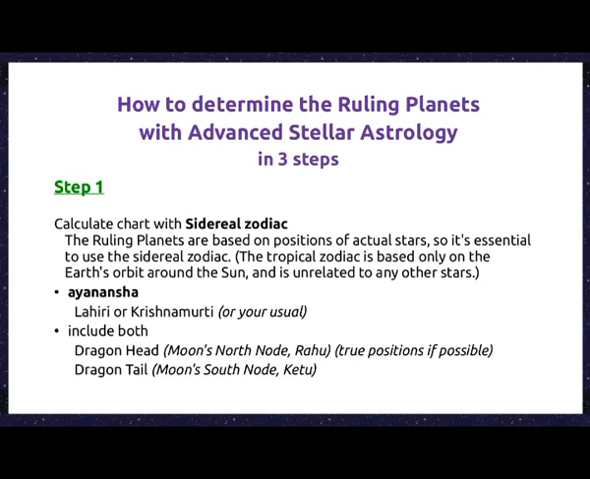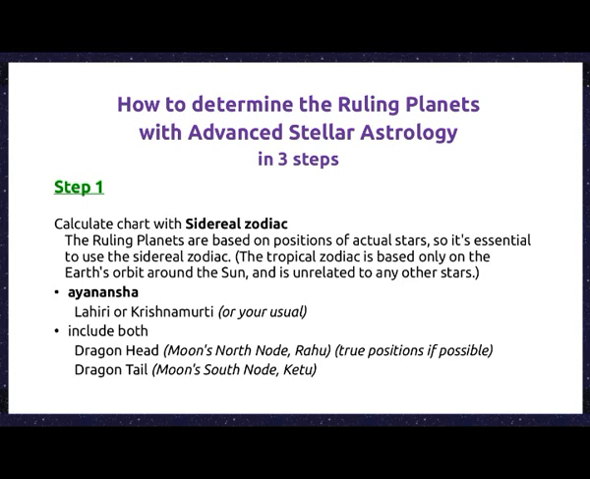The other thing to do when you calculate the chart is to include both the dragon head and the dragon tail. These are the moon's north node and south node. They are always exactly 180 degrees apart, so many software programs by default will only include the north node. However, the Vedic astrology system has a much deeper understanding of the moon's north and south nodes, and they are considered separately. So we need to consider them separately also.